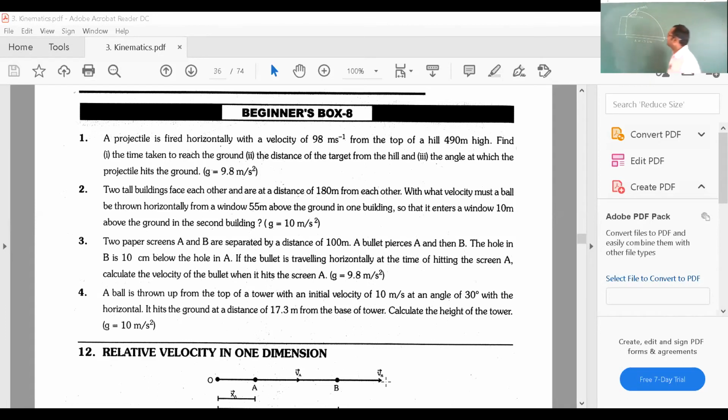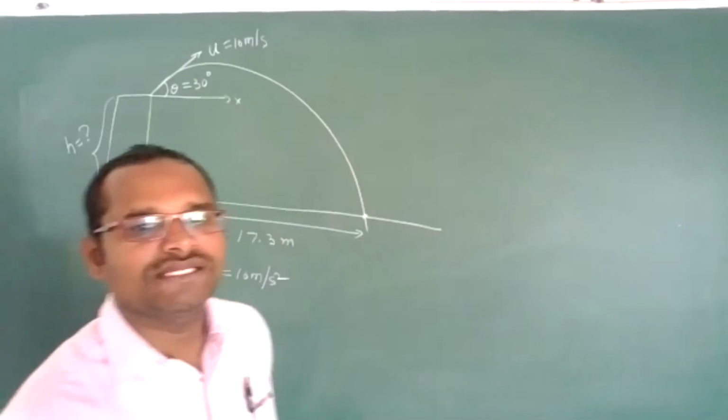Calculate the height of the tower. Then they are asking to take g equal to 10 meter per second square, and they are asking to find the height of the tower. This is the data given for us. Let us find these all things. Only one question they have asked.